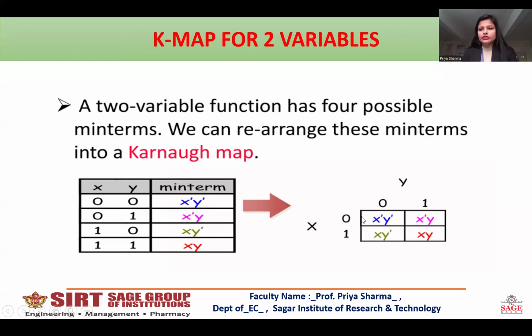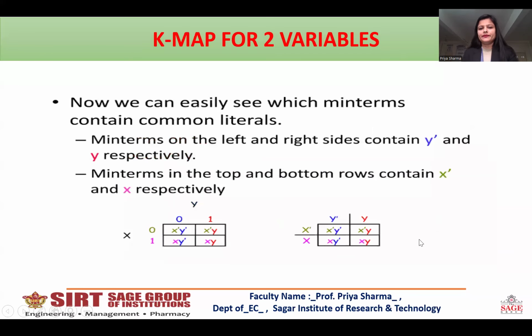Using K-map, we use x on the vertical axis and y on the horizontal axis, and these are the possible combinations: 0 0, 0 1, 1 0, and 1 1. So for solving the K-map for two variables, we can easily see which minterms contain the common literals. Minterms on the left and the right sides contain y dash and y respectively, whereas the minterms in the top and the bottom rows contain x dash and x respectively.